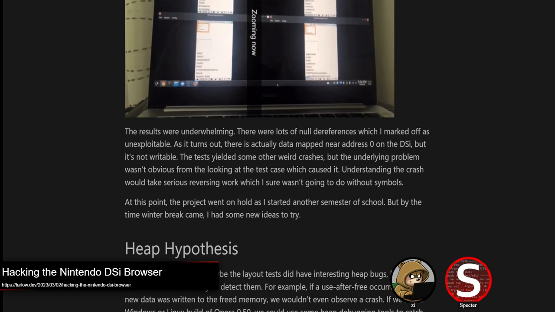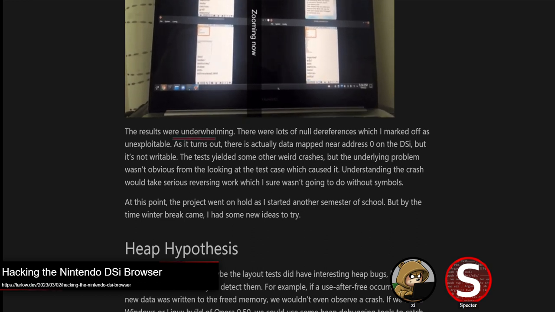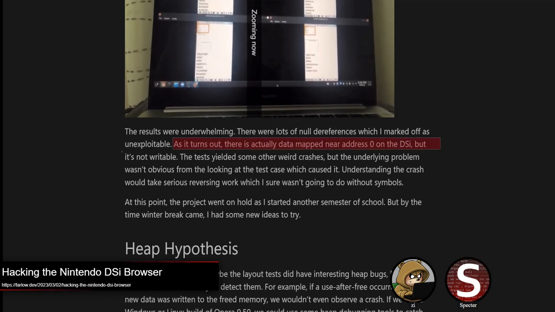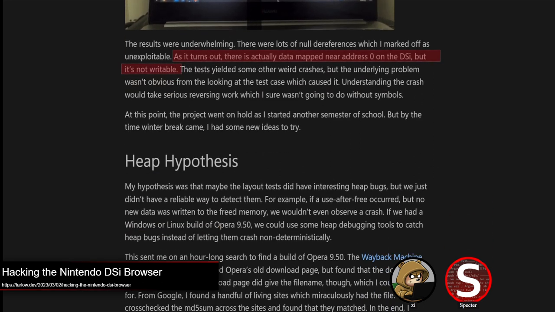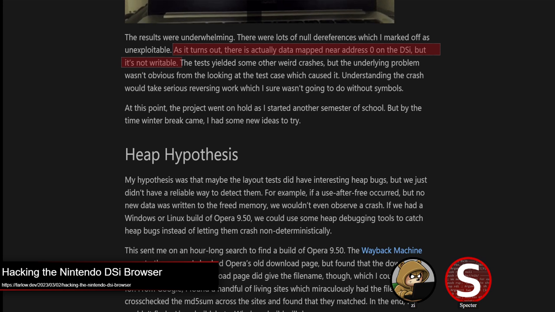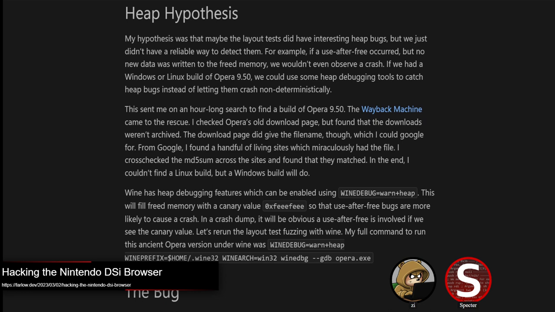But they started to think that maybe the reason they weren't catching other types of corruption was simply an instrumentation issue, and they just couldn't be detected. The only scenarios they were able to cause crashes were null derefs. So they went searching for an old Opera 9.50 build, which they eventually found for Windows. And through Wine, they were able to pass some heap debug flags, which would poison freed memory with a tag value, and run it again.